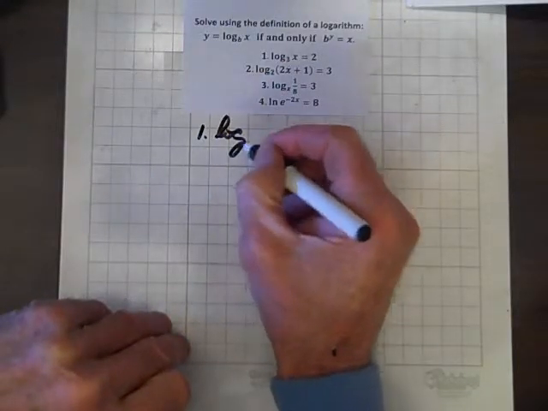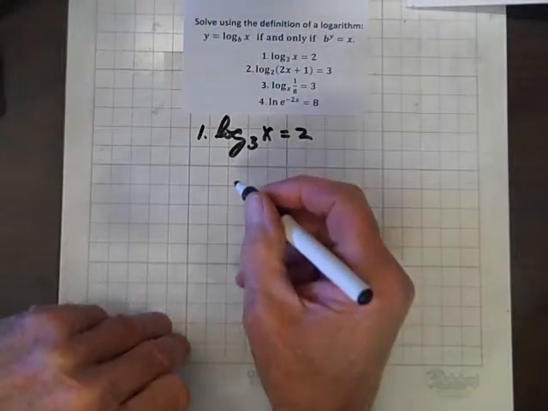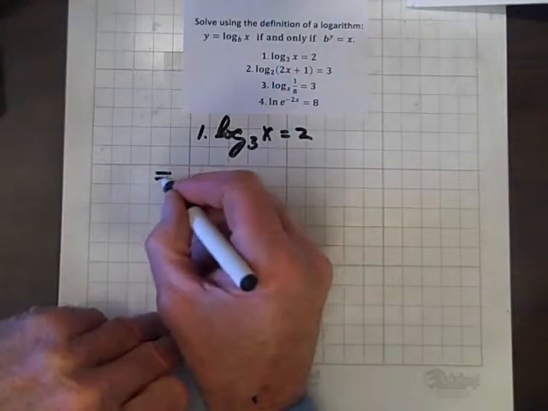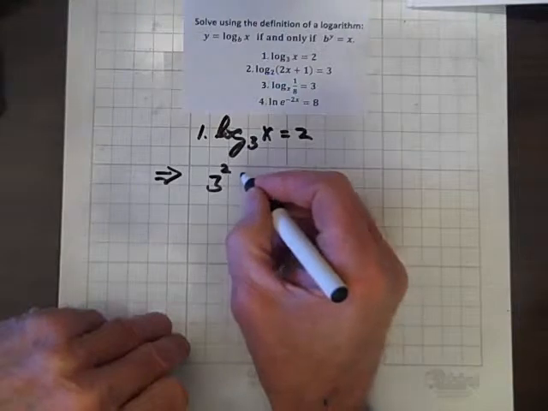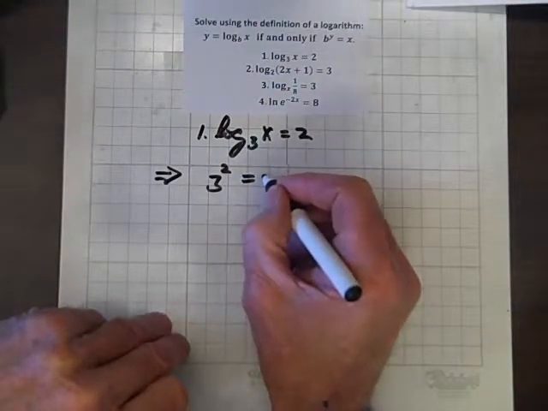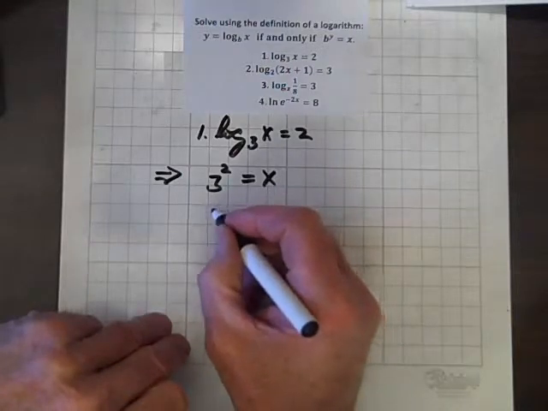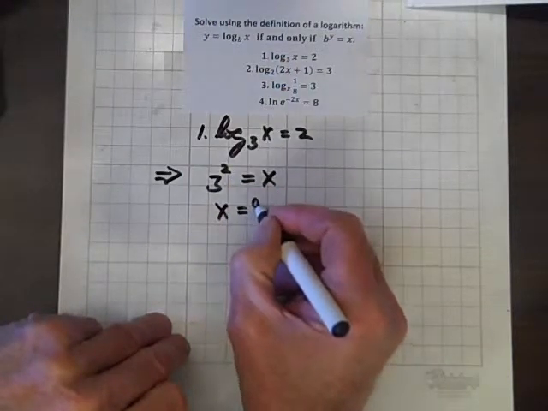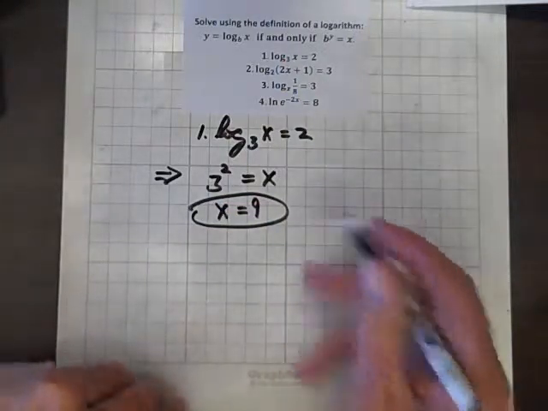So for our first one, log to the base 3 of x equals 2. Now we'll rewrite that in exponential form, so this implies that 3 squared equals, and the result is x. And so 3 squared is 9, so x equals 9, and we're done with that one.